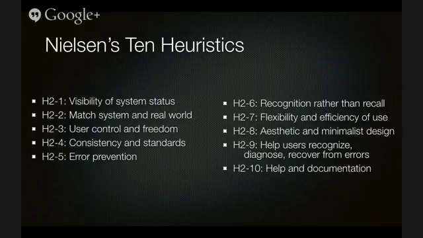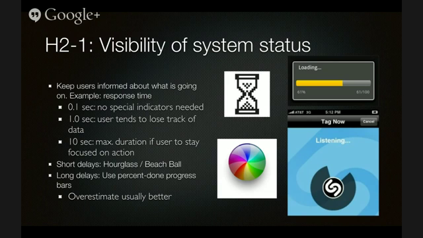Yep. What's the H2 stand for? So H is heuristic, very clever. 2 is, these were Nielsen's second set of heuristics, that's all. But nobody remembers the first one because nobody uses them anymore. So everybody just uses the H2 1 through 10s at this point. Cool? Okay. H2.1, visibility of system status.